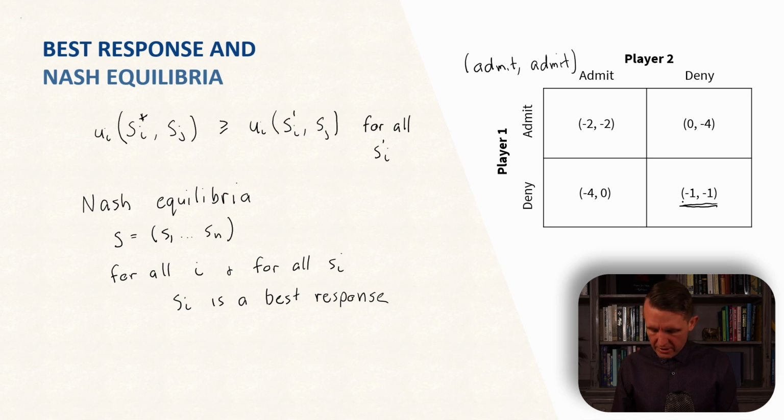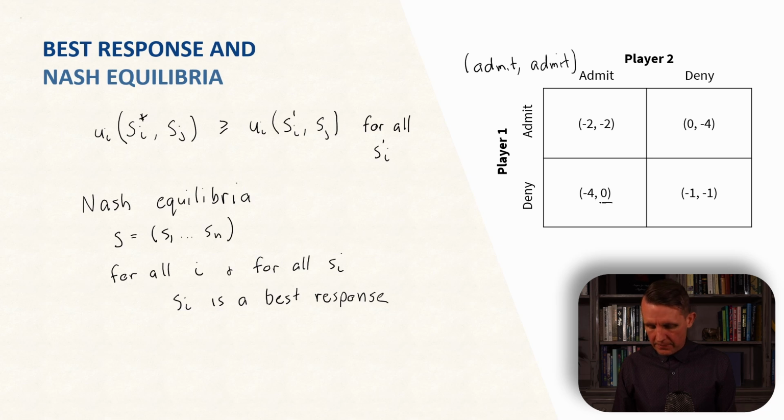In this situation, where they both deny, is this a Nash equilibrium? It's not, because we can see that this isn't the best response for player 1 if player 2 denies. Player 1 has an incentive to deviate and play admit instead. Therefore, this is not the best response for agent 1. Similarly, it's not the best response for agent 2, so this is not a Nash equilibrium.